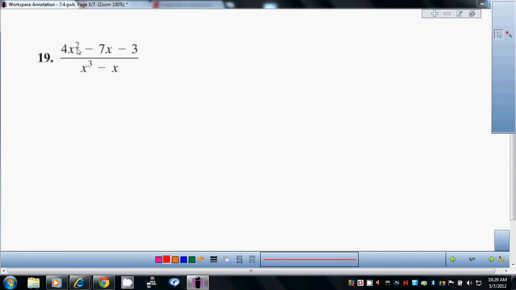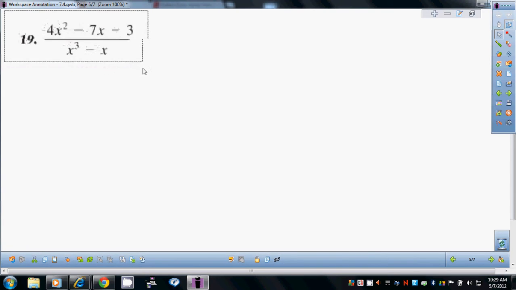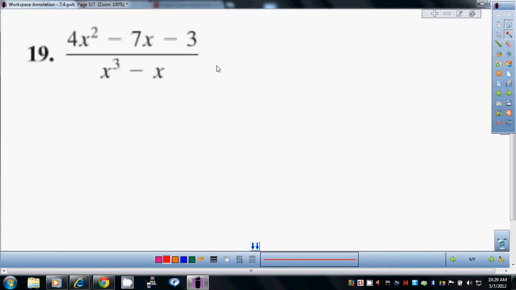Here we go. Chris, how does my bottom factor in this one? Just tell me how the bottom factors first. What factors out first? X, which leaves you with what? X squared minus 1? What factors from there?